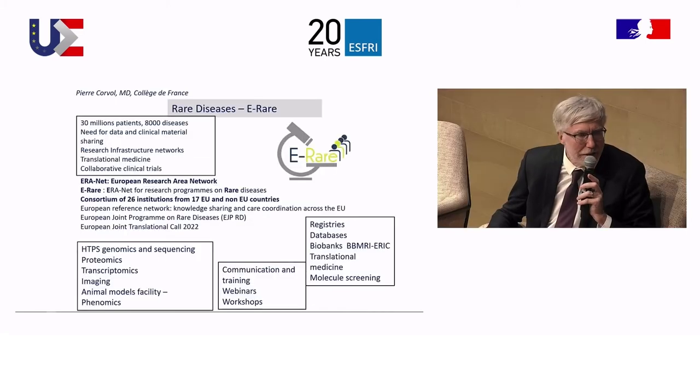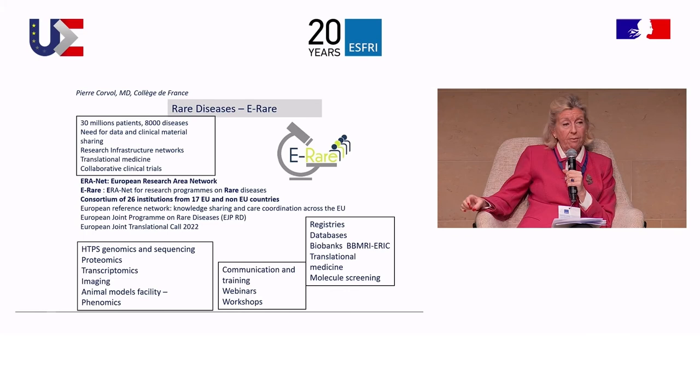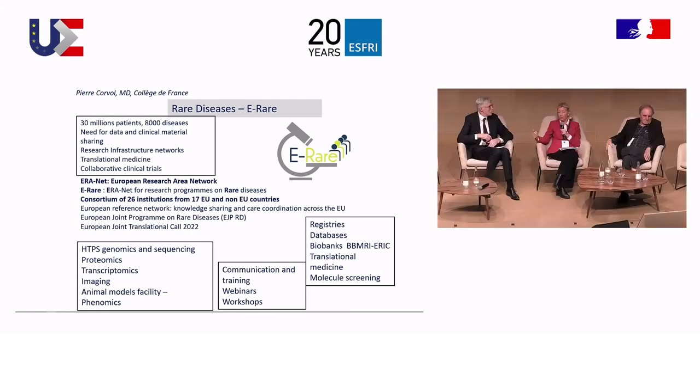Just to say that another field where research infrastructures were very useful is the rare disease field. Rare diseases are diseases that affect not more than 5 per 10,000 persons. And the lack of specific health policies for rare diseases and the scarcity of expertise translated to delayed diagnosis, few medicinal products, and difficult access to care. And this is why rare diseases are a prime example of a research area that strongly profits from coordination on a European scale. So maybe this is the message.